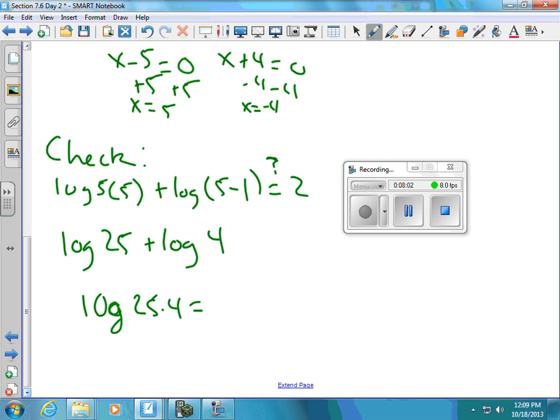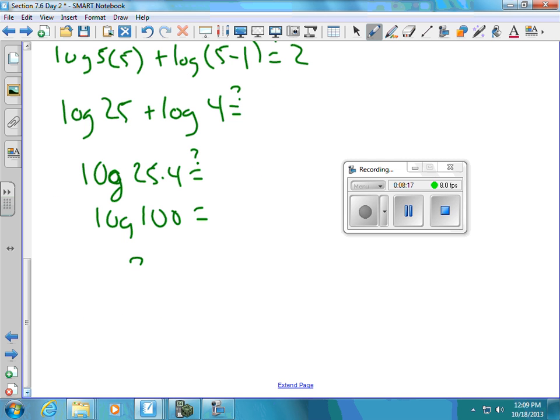What does that equal? 25 times 4 is 100. So is 10 to the second power 100? It is. That's 2. Log base 10 of 100 is 2.